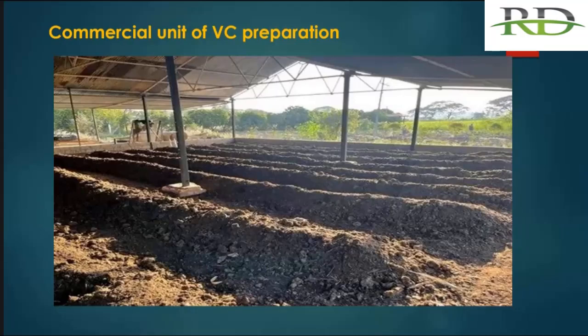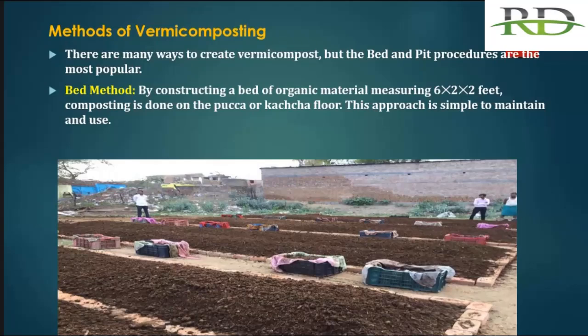Then methods of vermicomposting: there are 4 methods. Among the 4, mainly 2 methods are popular. One is the bed method, another is the pit method. So this is the bed method. Generally, they use 6 by 2 by 2 feet. Composting is done on a pakka or kacha floor. This approach is simple to use.